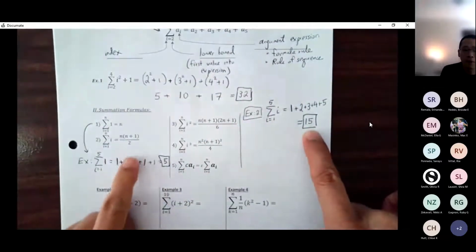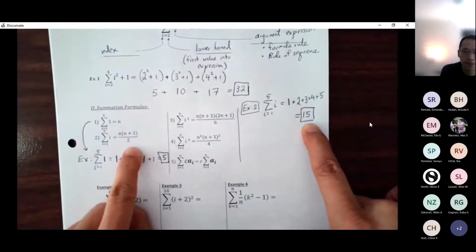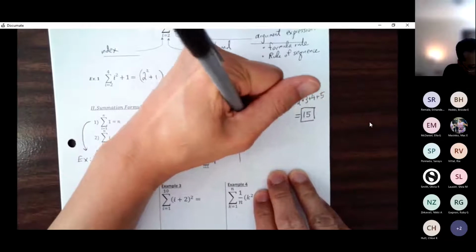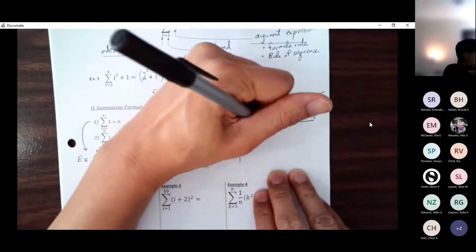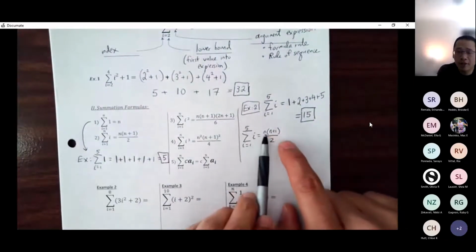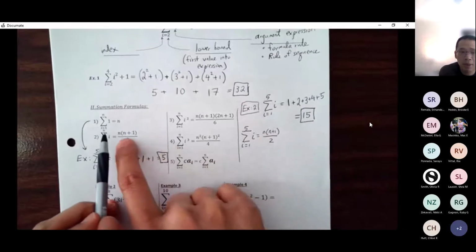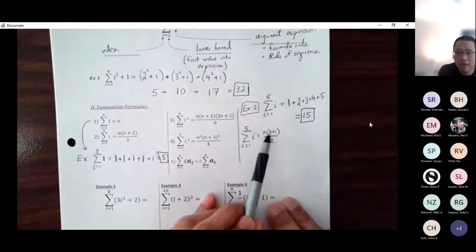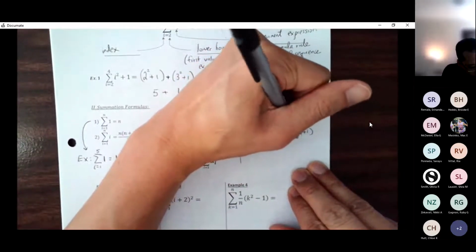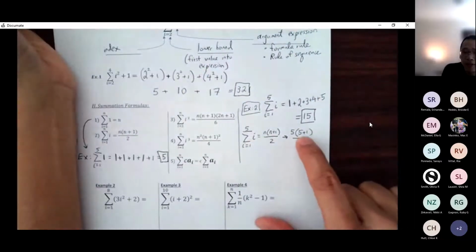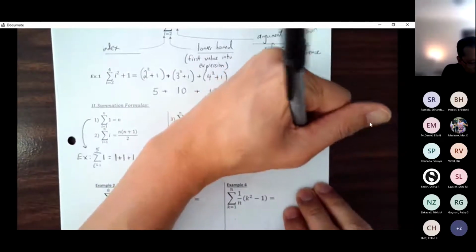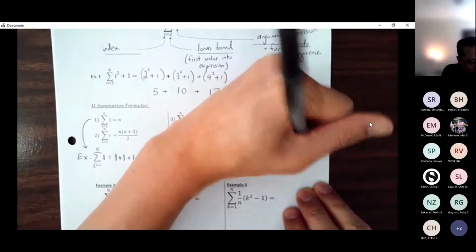Now let's see if it will match with the rule that we have here. It should match. If I enter 5 in for n, that's my upper bound. My upper bound is my n. So if I insert 5 in for n, I get 5 times 5 plus 1 all over 2. So 5 times 6 is 30, and 30 over 2 is 15. We see that the rule matches with what we know to be true if we were to work it out by hand.